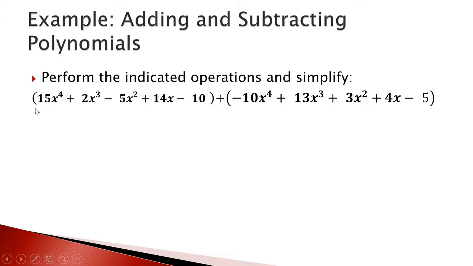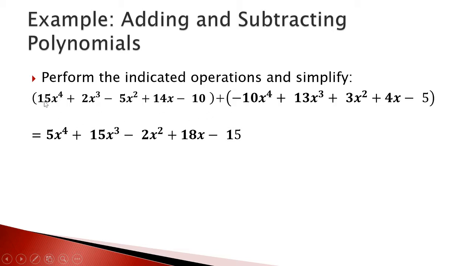The first equation is 15x to the power 4 plus 2x cubed minus 5x squared plus 14x minus 10. And the second equation is negative 10x to the power 4 plus 13x cubed plus 3x squared plus 4x minus 5. Here you can see that 15x to the power 4 and negative 10x to the power 4 are like terms. So we can simplify these 2 terms together.